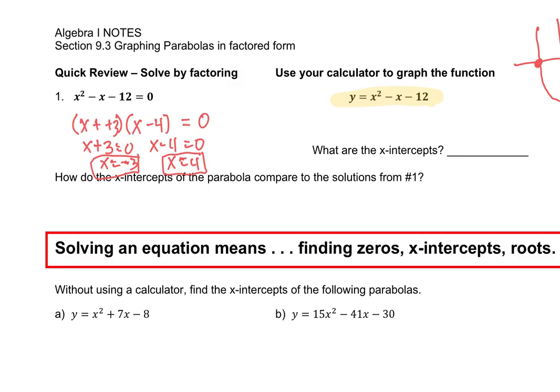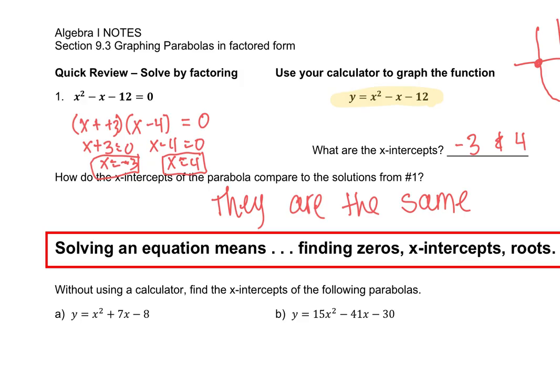So it's saying what are the x-intercepts? They are negative 3 and 4. So how do the x-intercepts of the parabola, of this graph, compare to the solutions we found by factoring? What do we notice? Right, they are the same. So let's write that down. They are the same. So whether you factor it or you graph it, you will get the same x-intercepts. X will equal the same thing, whether you graph it or factor it.